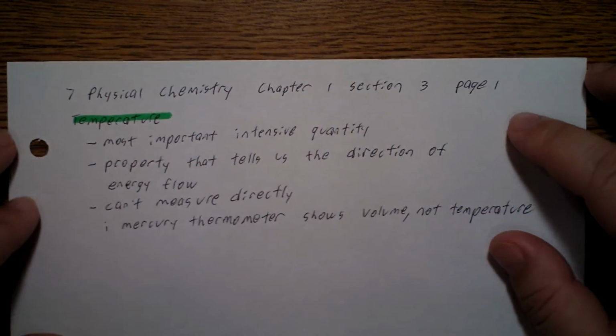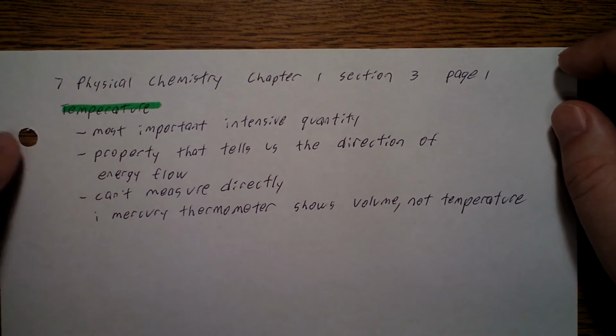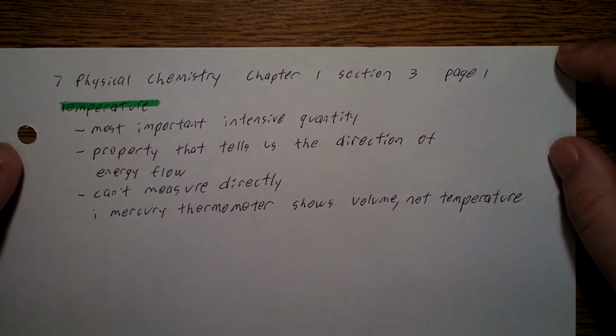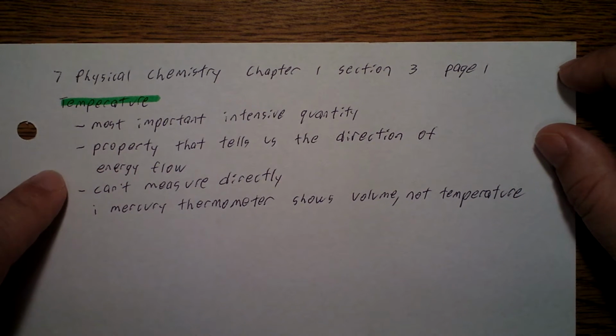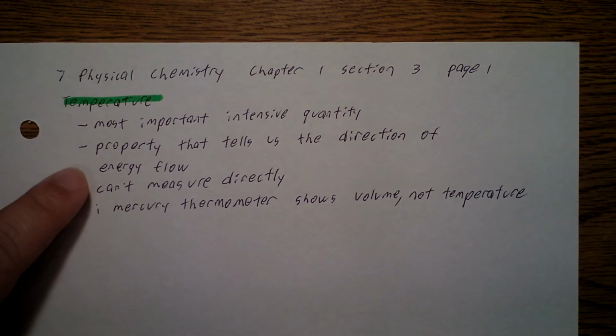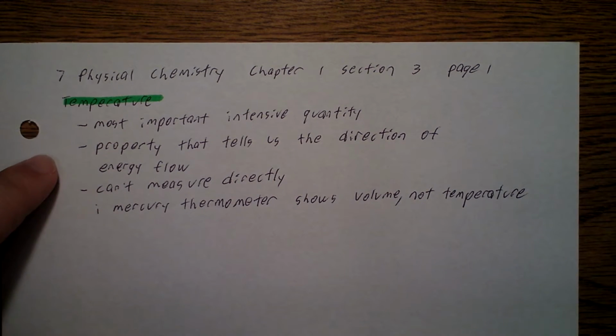Now we're on Chapter 1, Section 3. We're going to talk about temperature. Temperature is a most important intensive quantity. The reason is the temperature is the property that tells us the direction of energy flow. You know, the energy is going to flow from the hot to the cold, the higher temperature to the lower temperature.